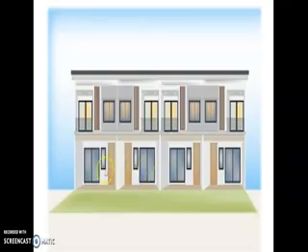How are these houses adjacent to each other? Yes, these two houses share a common wall here, isn't it? This wall is common to both houses, and this wall is common to both of these two houses. Similarly, this wall is common to both these houses, isn't it? So we call these houses adjacent houses.